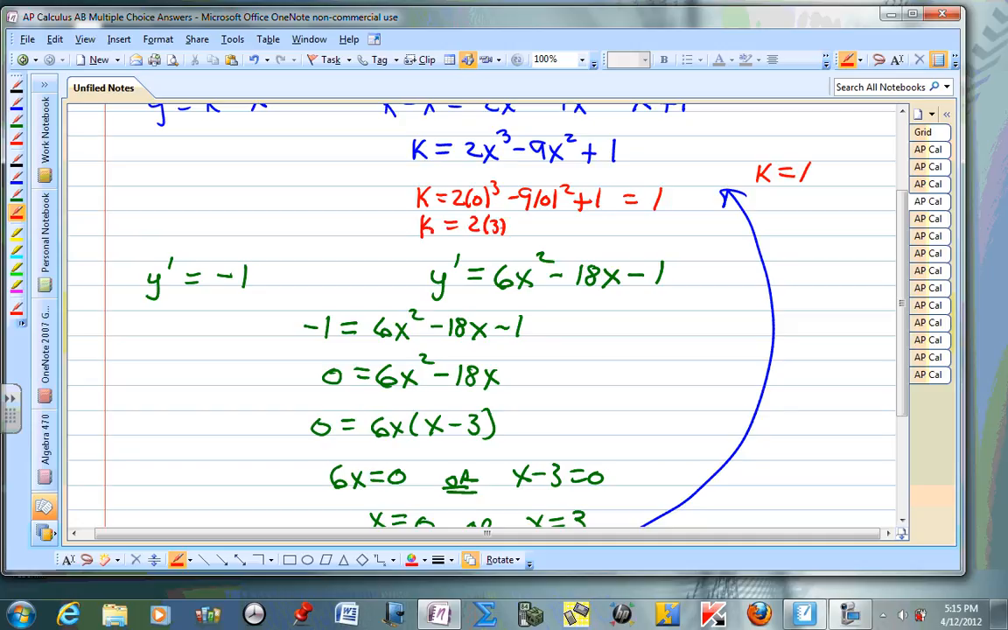And k will be 2 times 3 cubed minus 9 times 3 squared plus 1. Let's do some arithmetic now. 3 cubed is 27 times 2 is 54. 3 squared is 9 times 9, so it's minus 81. And then plus 1. 54 minus 81 is negative 27, plus 1 is negative 26. So k could be positive 1 or k could be negative 26. And this matches option letter E.